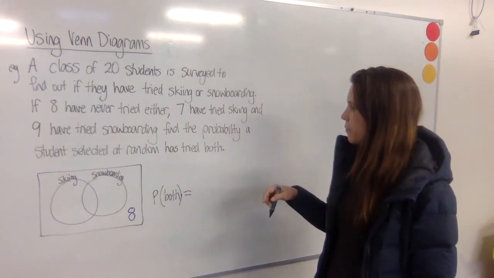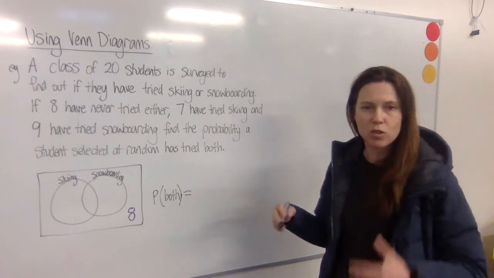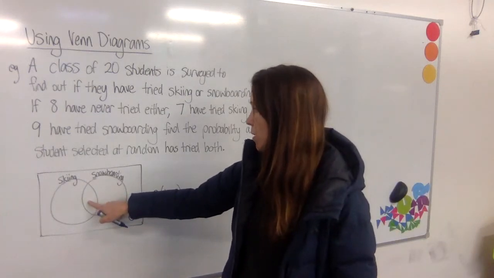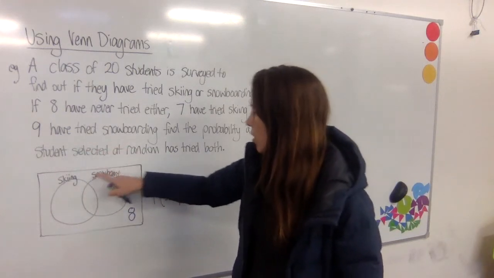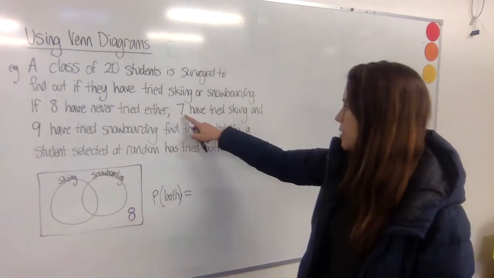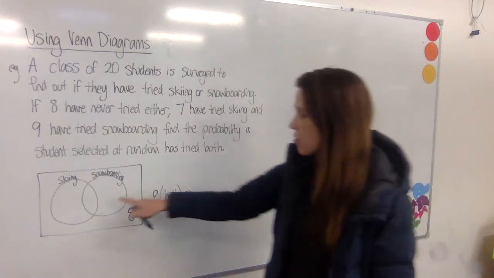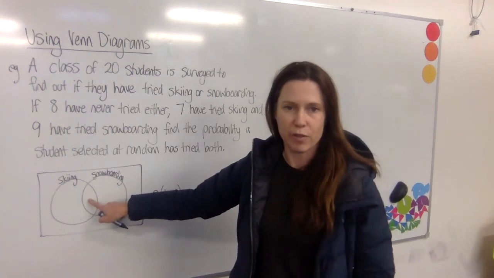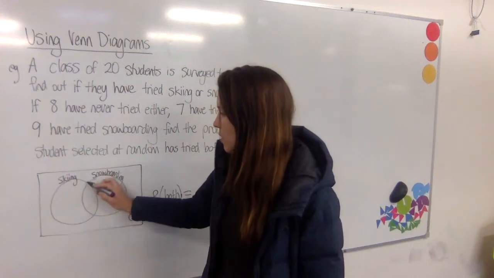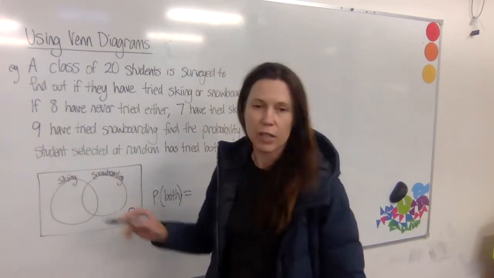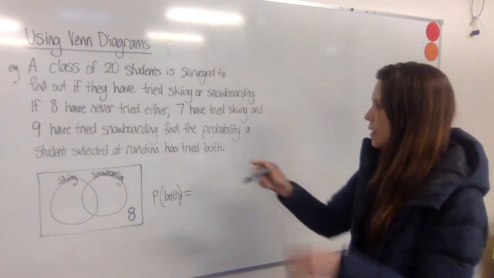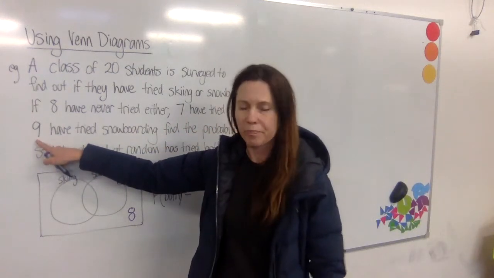Find the probability that a student selected at random has tried both. Now, what we don't know here is how many students have tried both, because we know that there's 9 in the whole snowboarding set, but we don't know how they're divided up, and we know there's 7. So the key is you need to work out that number first. Add together the 7 and the 9, because that's really the union of everybody who is in either set, isn't it? So it's the union of both sets. And 7 plus 9 is 16.